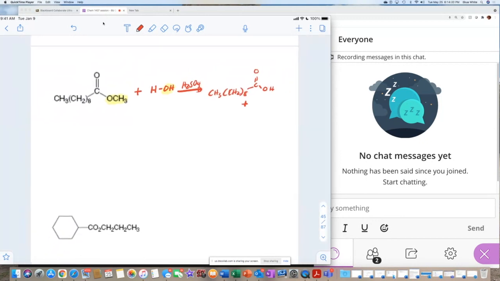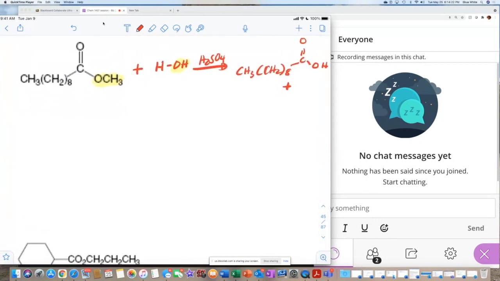Now, on the other end, since I can't write on this side, I don't have enough space. Let's see. These two go together, right? So I put the H in front of the O, CH3. So you can write it like this, or you can flip it over and write it like this.